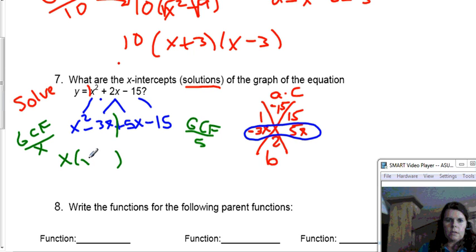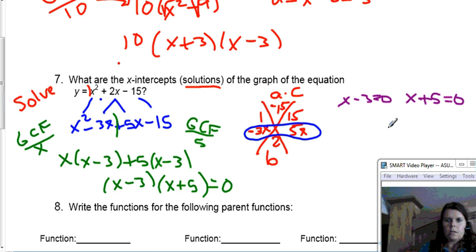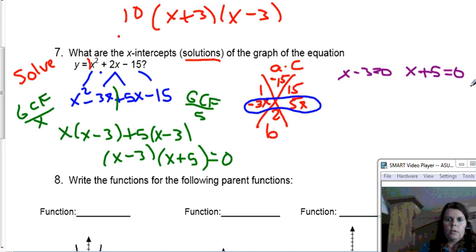Divide by x, you get x. Divide by x, you get minus 3. Divide by 5, you get x. Divide by 5, you get minus 3. X minus 3, x plus 5. Now, if you're going to solve it, you take out that y. See that y up there? And you put in 0. Now we're going to set our factors equal to 0 over here. X minus 3 equals 0. X plus 5 equals 0. And I'll let you finish those. You just add negative 5 to both sides, add 3 to both sides, and you get positive 3 and negative 5. You finish that by yourself.